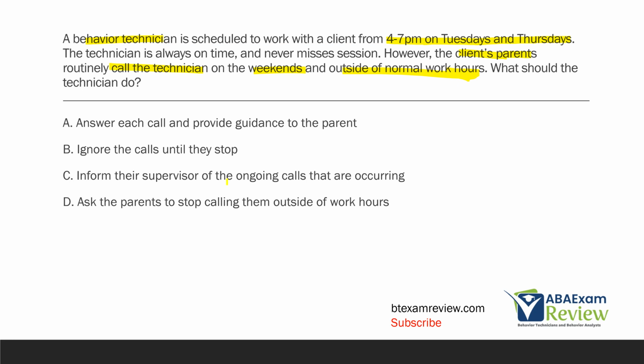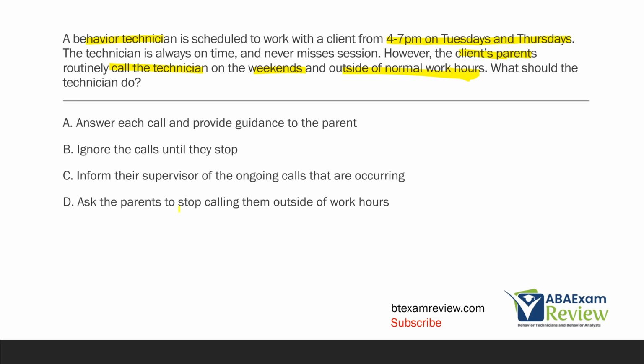C, inform their supervisor of the ongoing calls that are occurring. When in doubt, communicate with your supervisor. So in this case, the technician should tell their supervisor, hey, by the way, client's parents keeps calling me on weekends outside of normal work hours. They're asking me questions. I don't know what to do about it. And then it's on your supervisor to handle that situation. When in doubt, communicate with your supervisor.